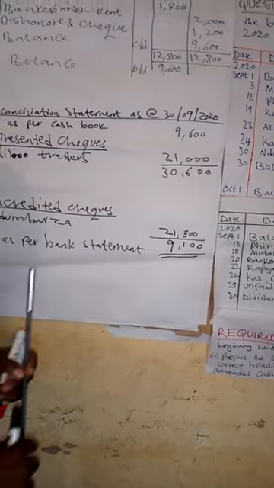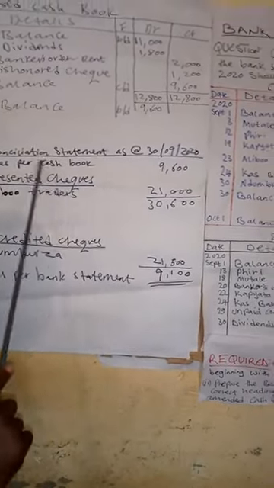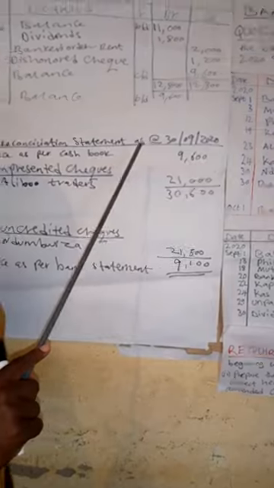All right, so this is how we prepare the revised cash book and also the bank reconciliation statement.